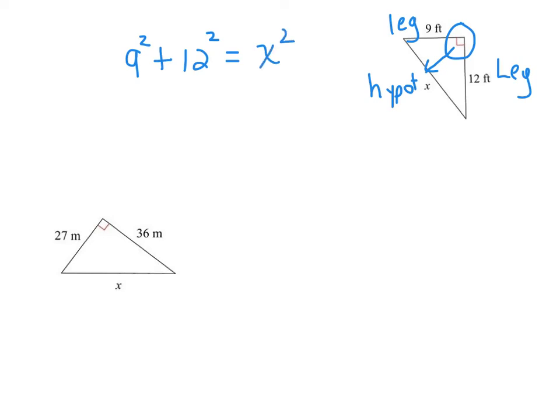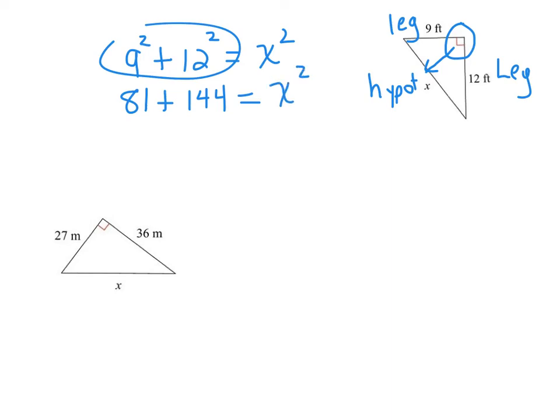9 squared means 9 times 9. 12 squared is 12 times 12. And if you're not familiar with your perfect squares, which is what these are here, use a calculator because your brain is sneaky. You get confident in math and you stop taking your time, and you see the 9 and the 2 and you think 18. Or you see the 12 and the 2 when it means 12 squared, but you're thinking 24. So take your time on these. It's easy to get them wrong.